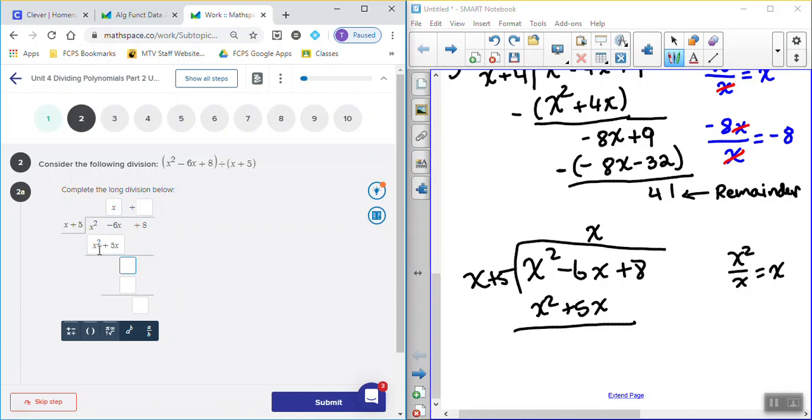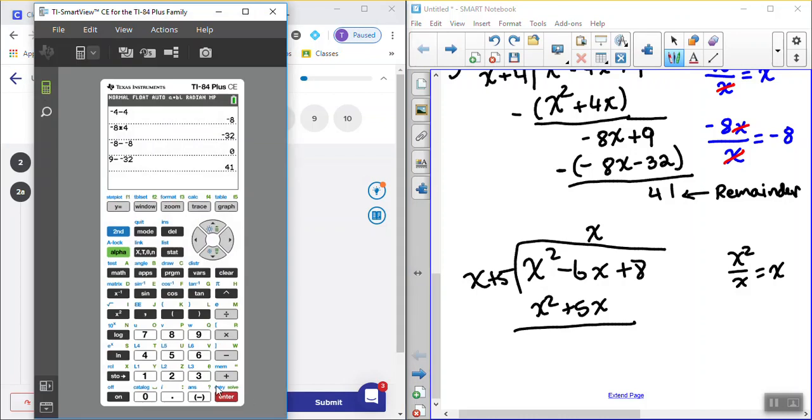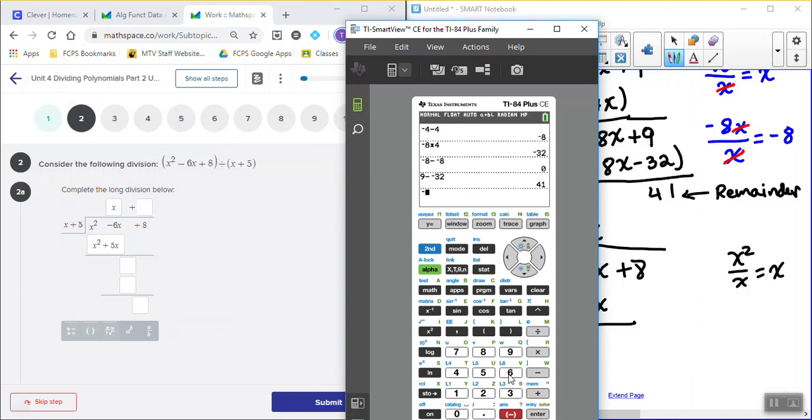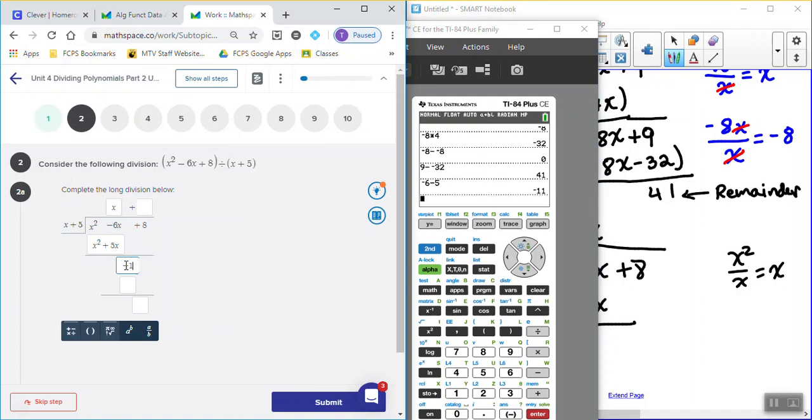So x squared minus x squared is 0, which we don't have to write. And then negative 6 minus 5 is negative 11. So negative 11, but don't forget these are like terms. You have your x right there. And then we need to bring down the 8. So I'm going to just say plus 8.